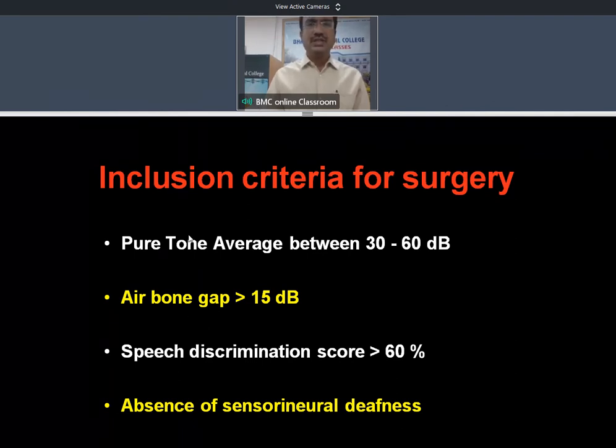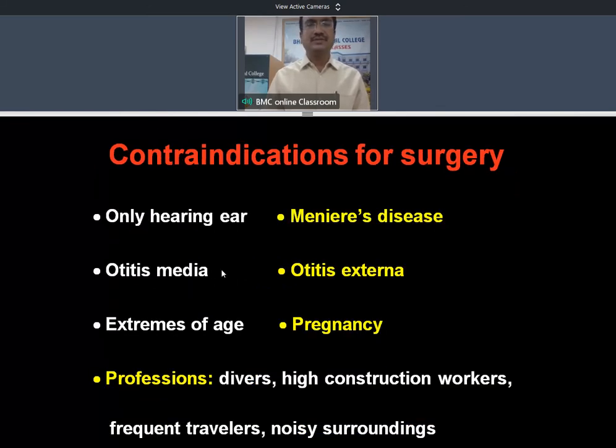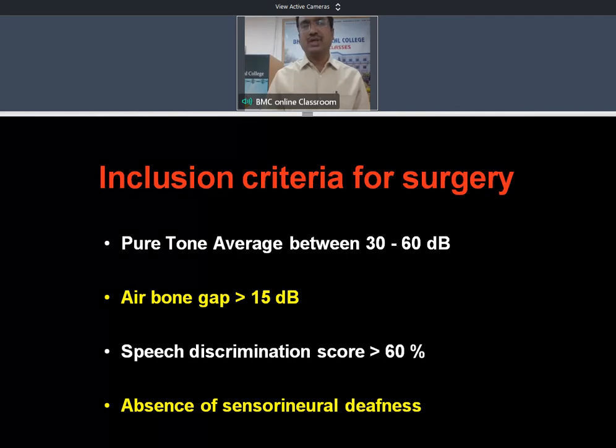So, inclusion criteria for surgery. All patients with otosclerosis will not undergo stapedectomy or stapedotomy. These are the criteria to do the surgery. If there is a pure tone average between 30 to 60 decibels, that is one of the important criteria. That means the patient should have some amount of conductive hearing loss.